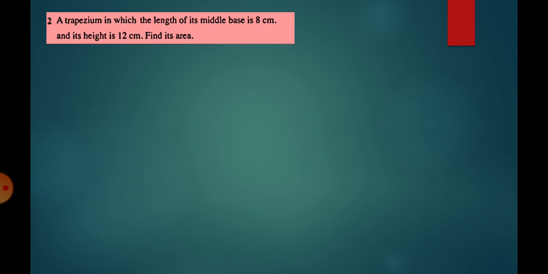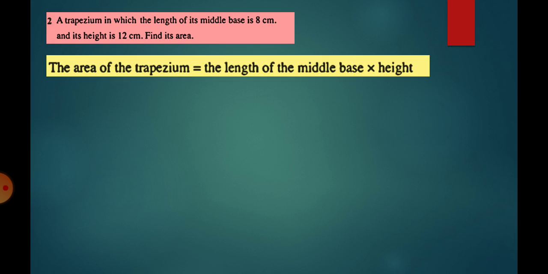A trapezium in which the length of its middle base is 8 and the height equals 12. Find its area. Area of the trapezium equals the length of the middle base times height, which equals 8 times 12, equals 96 centimeter squared.